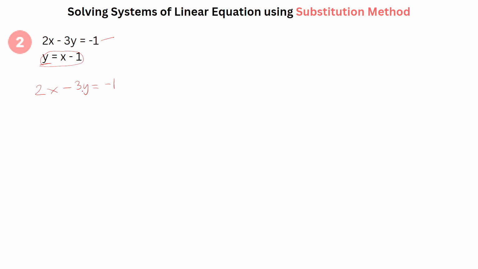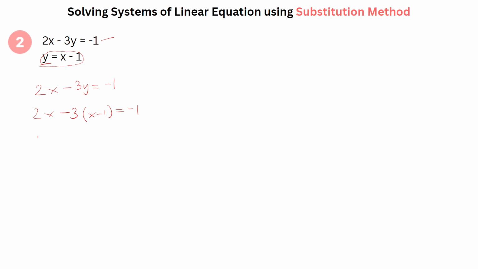So now what do we do? So I will just rewrite this. So 2x minus 3. Now, instead of writing y, what do I do? Remember, y is just equal to x minus 1 or the same thing with x minus 1. So I'll put here x minus 1 and then equals negative 1. Just copy it. Now what do we do next? We will just solve for x using our solving of linear equation.